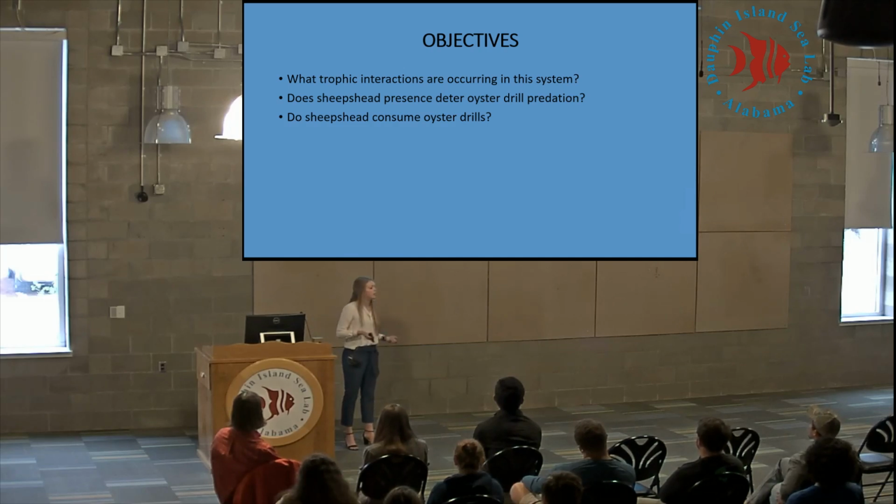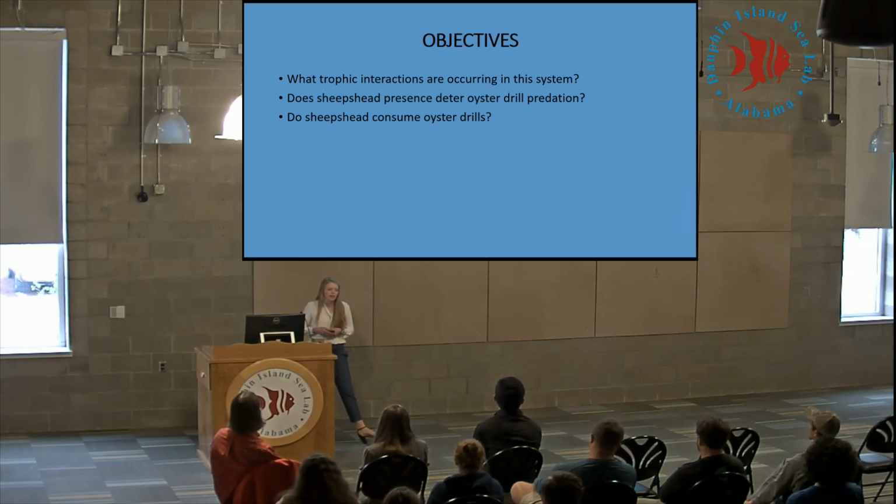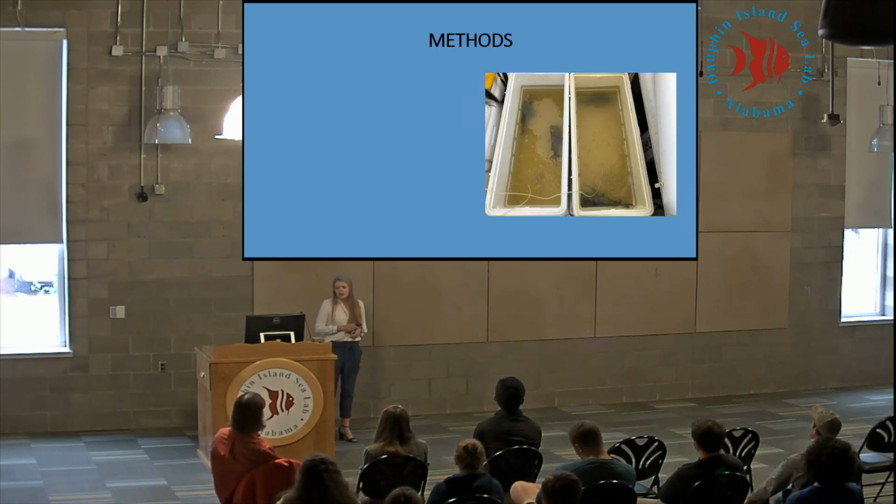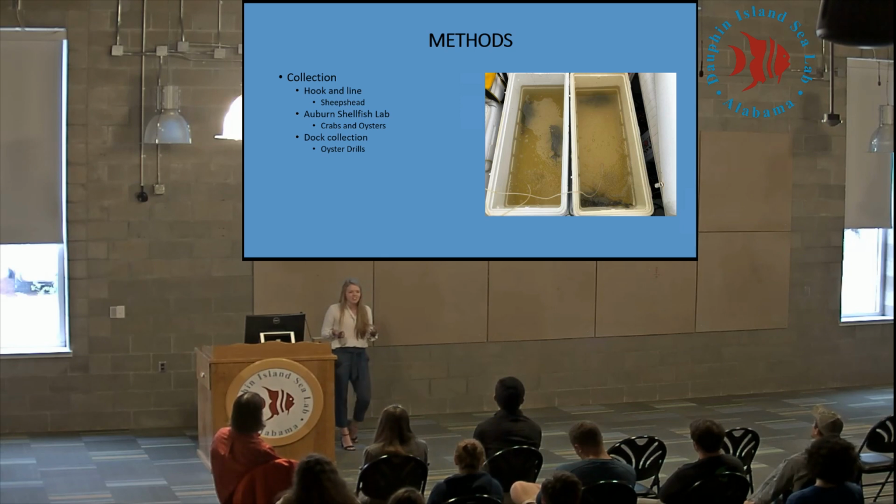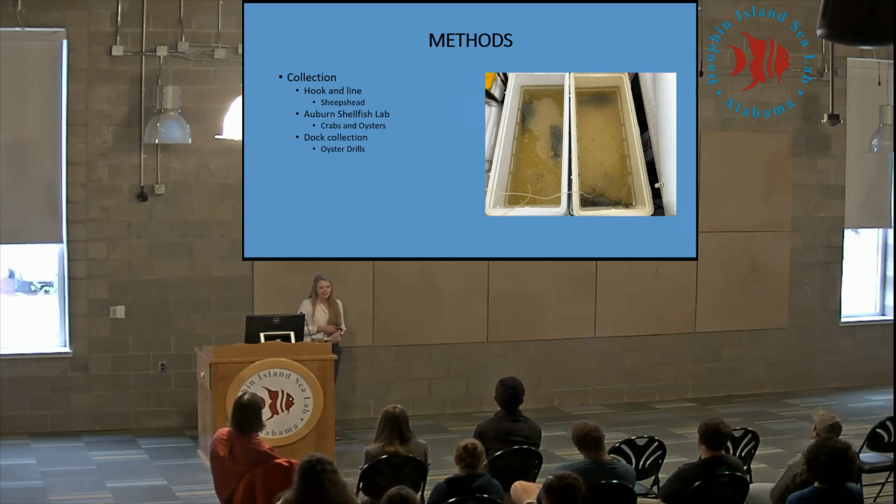So when looking at this experiment, I want to see what trophic interactions are occurring in the system, see what's going on with these different species in there. And I want to see if the sheepshead being present would deter oyster drill predation at all. And then also, oyster drills don't have a natural predator, so looking to see if sheepshead are going to consume it. It hasn't been documented in any of the feeding studies on sheepshead prior to this, but just seeing what's going to happen there.